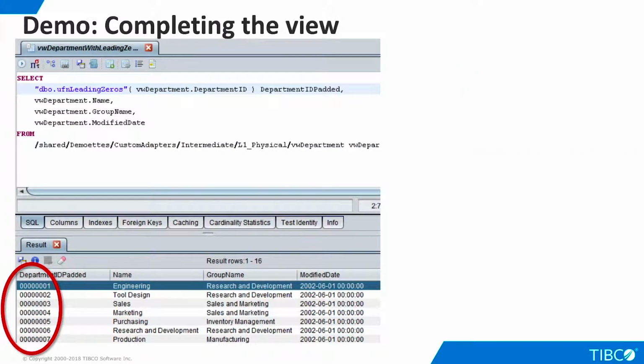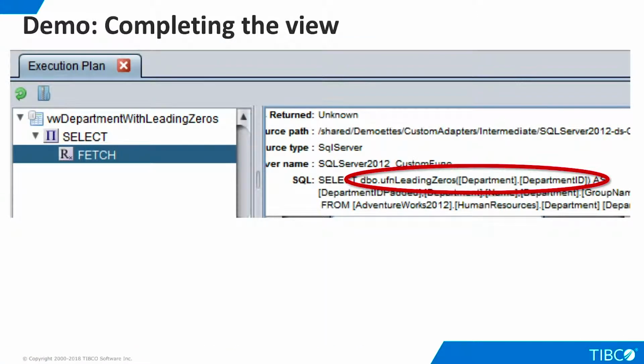Now that we have edited the values.xml file and restarted TDV, our view is working as expected, returning a department ID column with leading zeros. As our execution plan shows, the function call is indeed being pushed down to SQL Server. Our demo is complete.